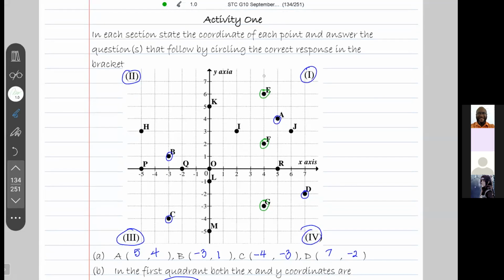All right, so before we move from this page, can you identify that E, F, and G are on the same vertical line? Can you see that? Yes, Uncle Earl. Very good. All right, so let's turn the page.